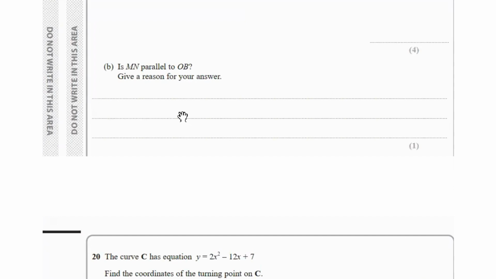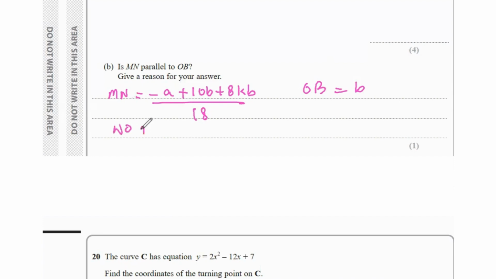Then, is MN parallel to OB? MN was negative A plus 10B plus 8KB over 18. OB is B. MN and OB cannot be parallel to each other because MN has the vector A in it, whereas B doesn't. So no, they're not, because MN has vector A.